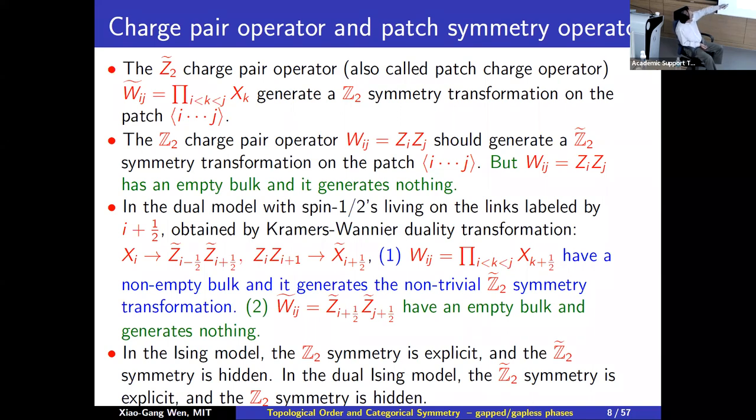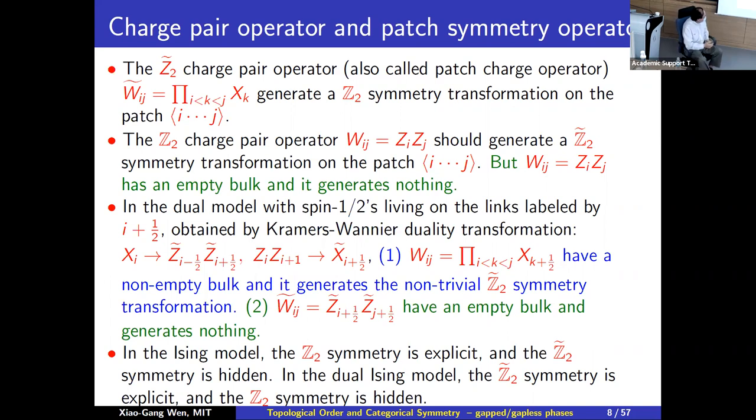Then when you do the mapping, you'll find the Z2 charge pair operator becomes, in terms of the dual spin, the one with non-empty bulk. And so this one indeed is a Z2 dual symmetry in the dual model. So indeed we have a really equal-footing symmetry. And also the original string operator, which does the Z2 symmetry transformation, becomes a pair of empty-bulk operators in the dual model, which only create two dual Z2 charges.